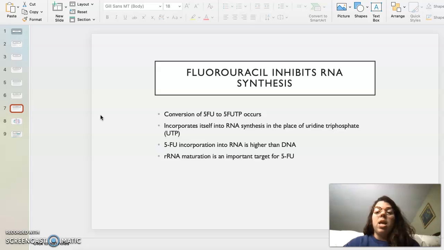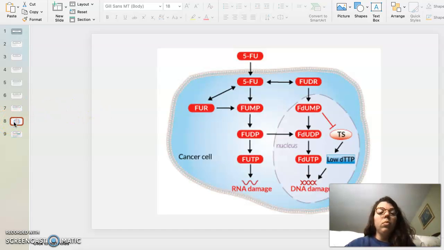So, acting as an RNA inhibitor, the conversion of 5-FU to 5-FUTP occurs. It incorporates itself into the RNA synthesis in the place of the uridine triphosphate, and it incorporates itself into RNA at a higher rate than DNA. RNA maturation is a more important target for 5-FU. So to further discuss the pathways of 5-FU.